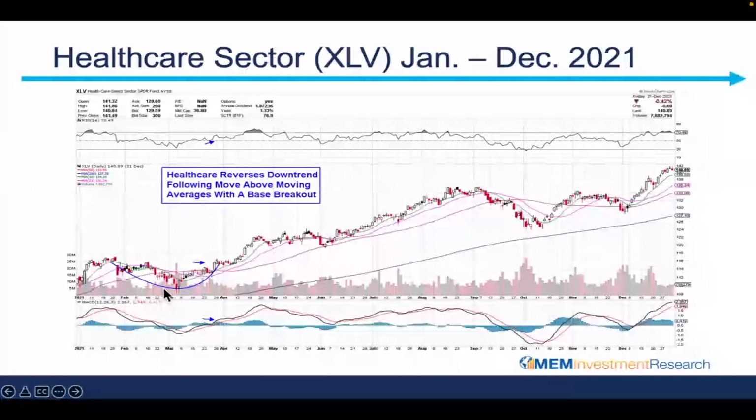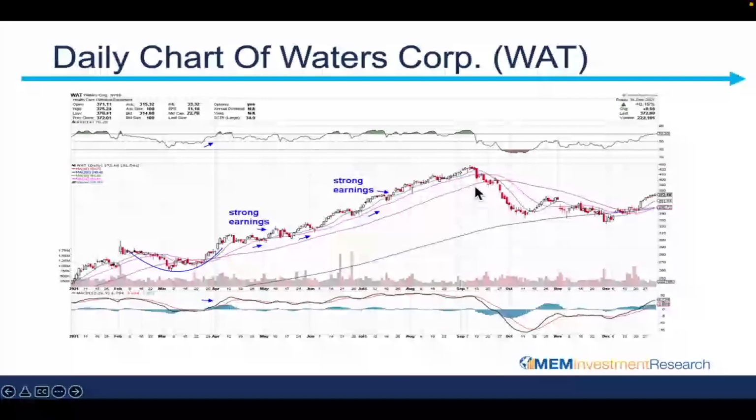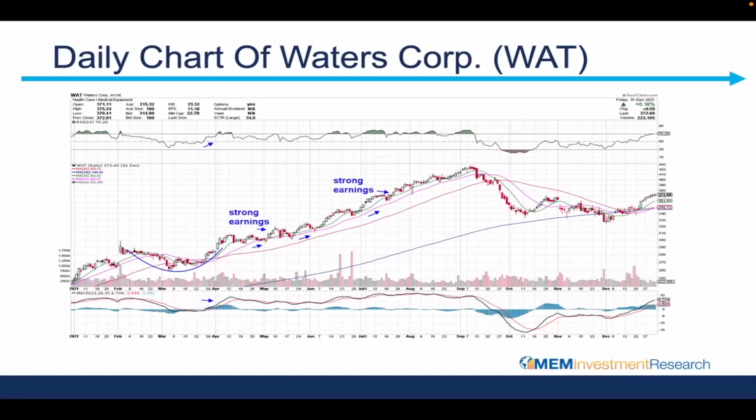We can see this nice base formation here, and then a breakout, this generally pushing healthcare, XLV is the ticker symbol, into a nice uptrend here into third quarter of 2021. So here's another stock from that MEM Edge report. This is Waters Group, WAT was the stock. We did add it to that suggested holdings list for two factors. One is that the backdrop, the sector XLV healthcare sector was pushed into an uptrend.